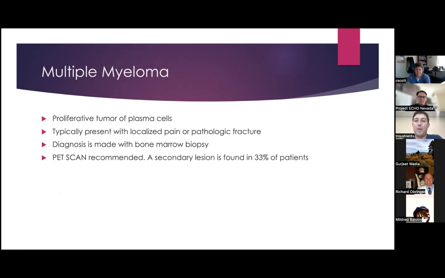Along that line, multiple myeloma will be another major one for the adult population. So, proliferative tumor of plasma cells, typically presenting with localized pain. Most often we would see these ones with a pathologic fracture by the time it got to us. The diagnosis is made with a bone marrow biopsy showing a large percentage of the plasma cells. And then if there is confirmation of the multiple myeloma, a PET scan is recommended because a secondary lesion is going to be found in about a third of patients.